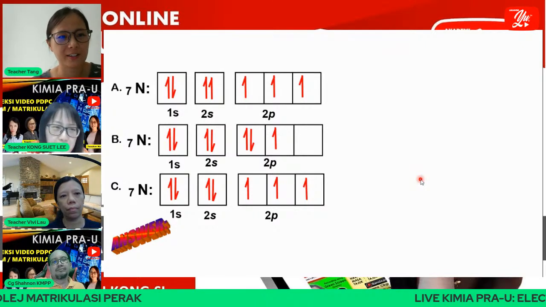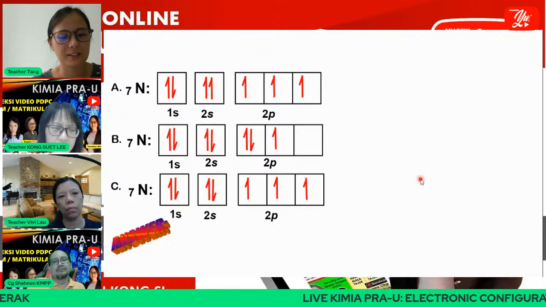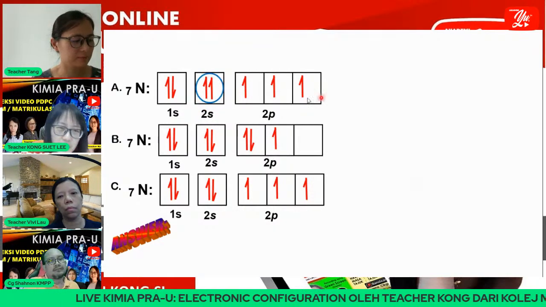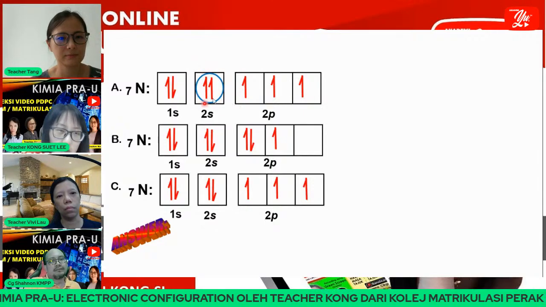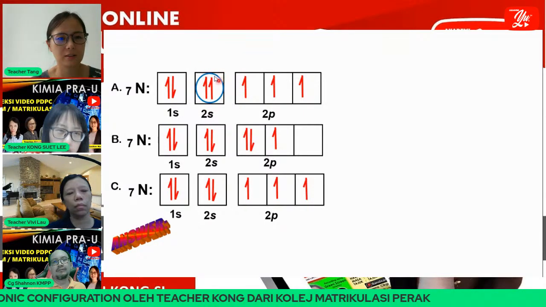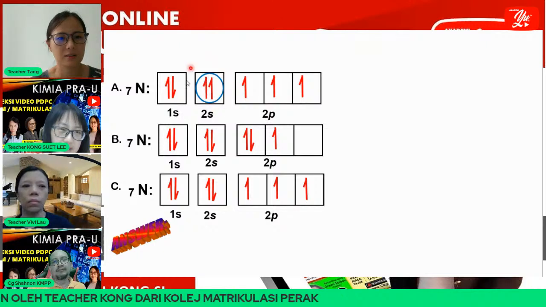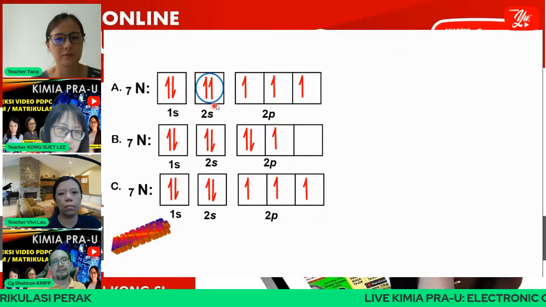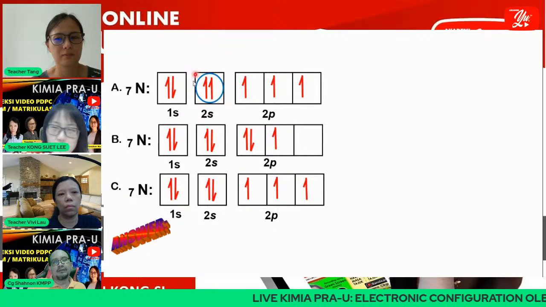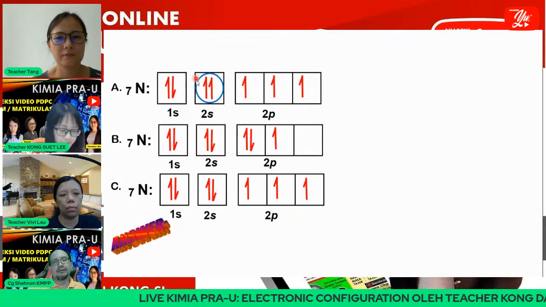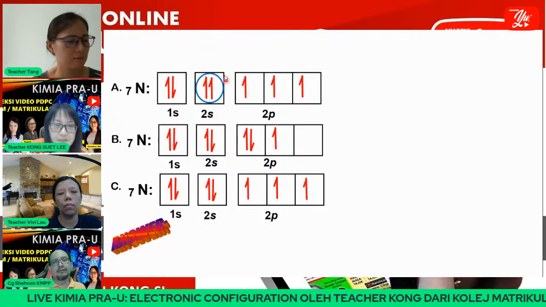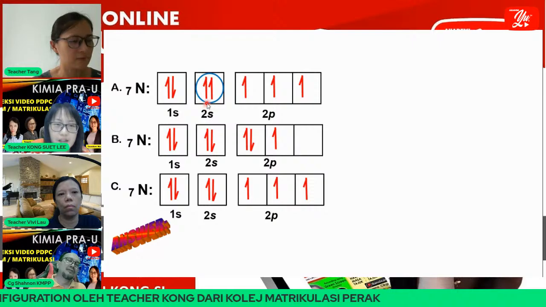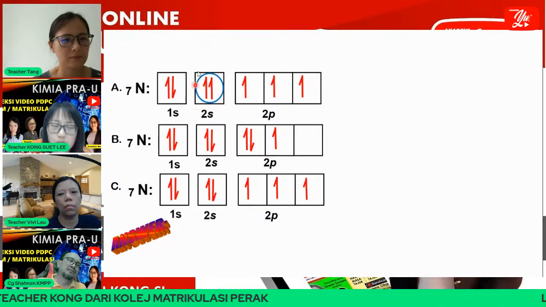Welcome back. The first one, A knows the answer. I give you some hints. The problem is here. Which rules does this one not obey? Yang ini tak ikut peraturan yang mana? For this one, not obey which rules? This 2s orbital, the electron is placed wrongly. Suppose it's opposite spin, so it does not follow which rule?